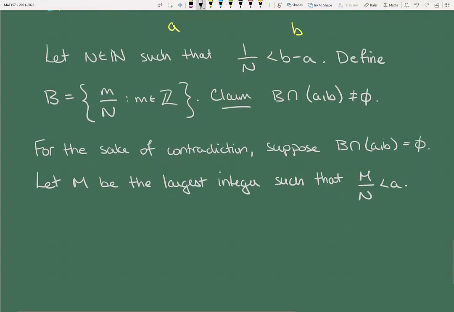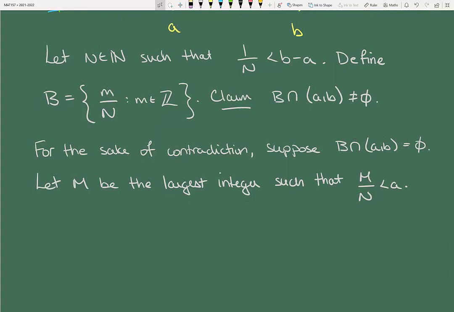Now, by the assumption that B intersect the interval (a, b) is empty, this must tell us that m plus 1 over n is also bigger than b. m plus 1 over n must be bigger than b, because if it wasn't bigger than b, then it must be inside of the interval (a, b), and we would be done. So we are guaranteed that m plus 1 over n is bigger than b.